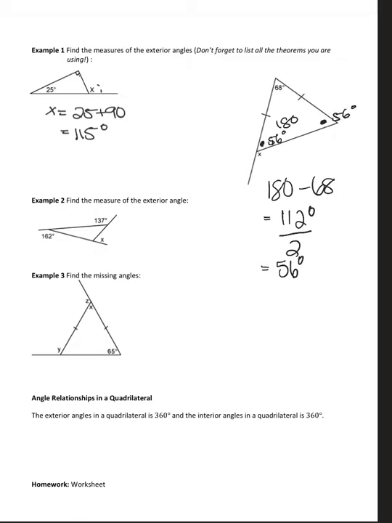Okay. And I want to know what my outside angle, what x equals. So x is actually going to equal 68 plus 56. And that's going to equal 124 degrees. Okay. So we can use these rules to kind of work backwards in order to do this math.